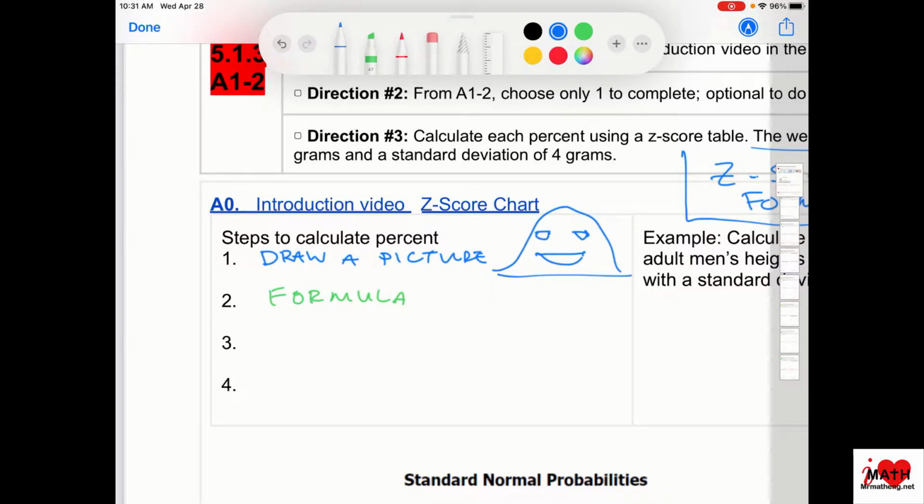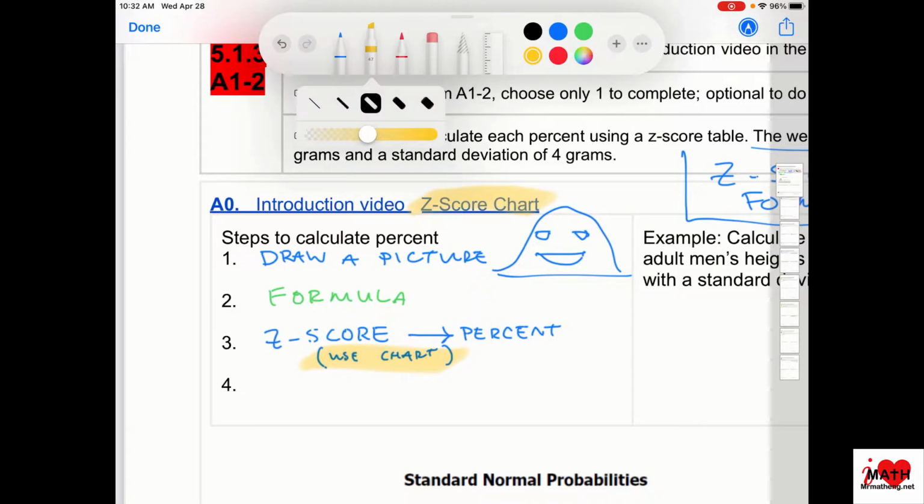Step number 3, we're going to go from a z-score, solving for z, to a percent. And this is where we would use our chart. Let's write that below. Use chart. Use that chart right there. I'll show it to you guys in a second. It looks kind of complicated, but we'll use a smaller version of it in this example. And then lastly, go ahead and just solve.